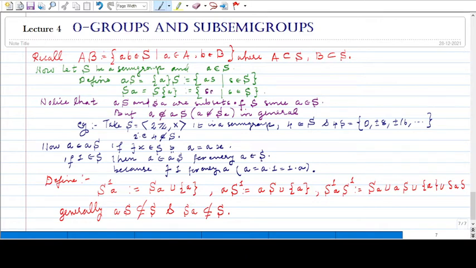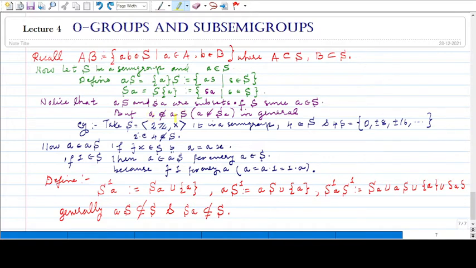Notice that AS and SA are subsets of S, because a is an element of S and because it is a semigroup, it is closed, so they are subsets of S. But generally, a does not belong to AS or SA. Why is that?